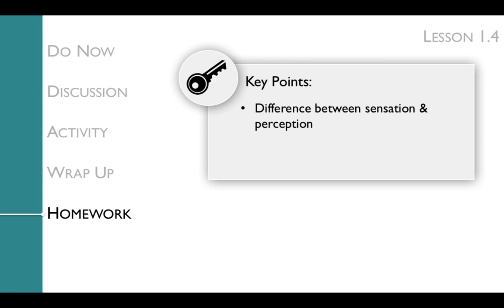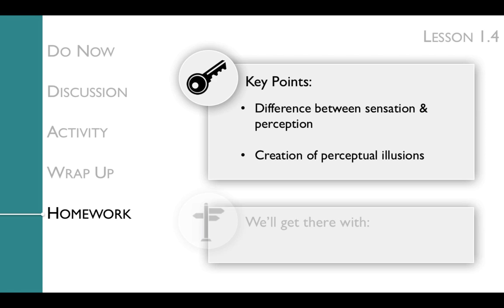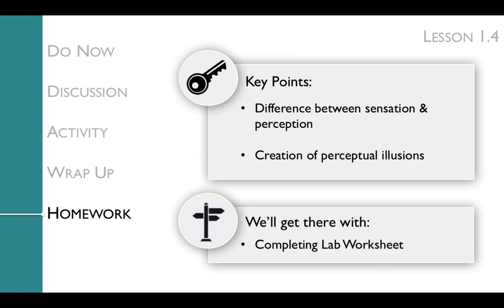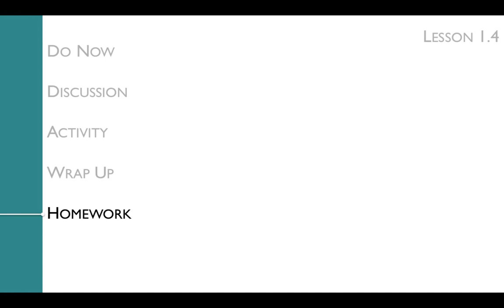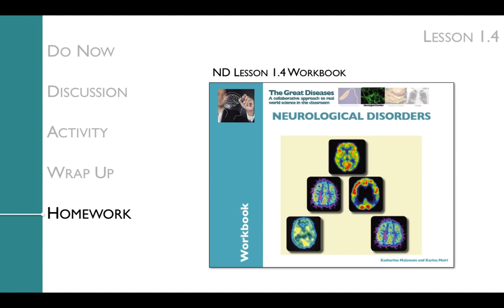The key points of the homework are to review the difference between sensation and perception and the creation of perceptual illusions. We'll get to this key point by having students complete their lab worksheets. To complete their lab worksheets, students will need to refer to the reading in their workbook for Lesson 1.4, which explains in a little more detail a current understanding of how and why the brain is creating these illusions.